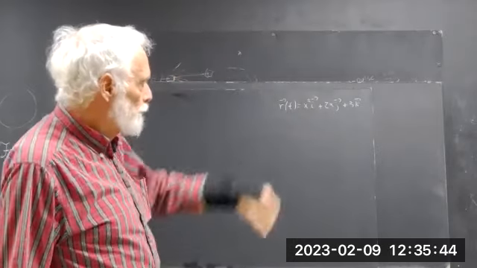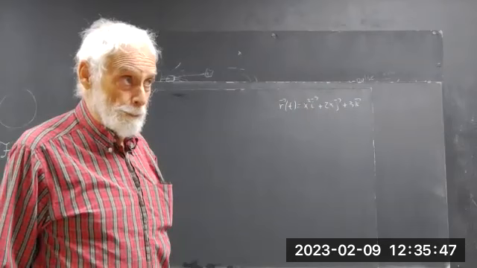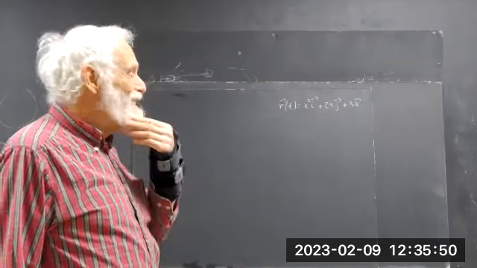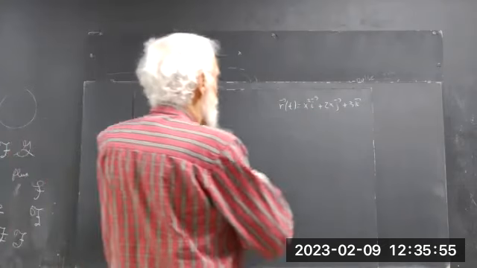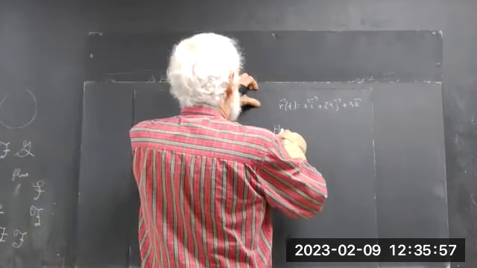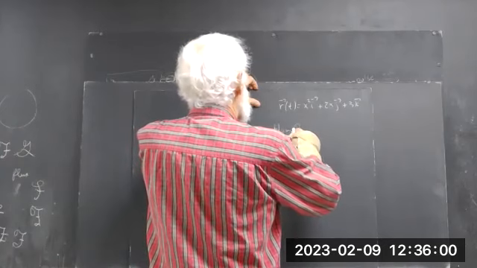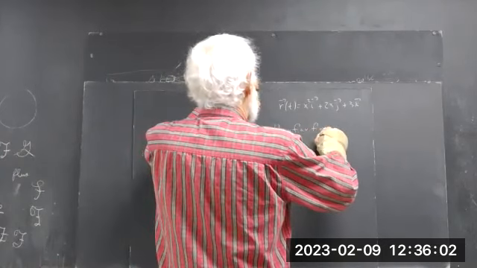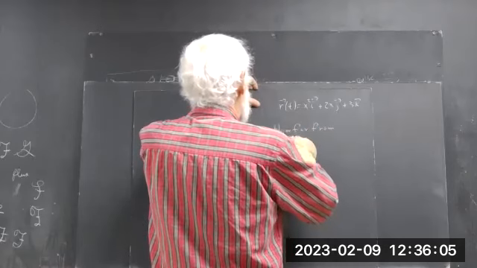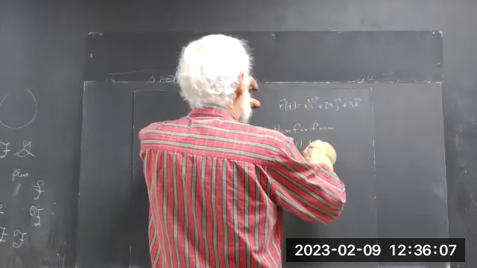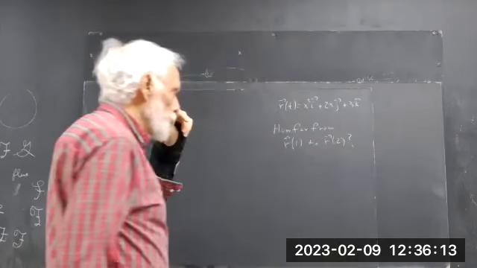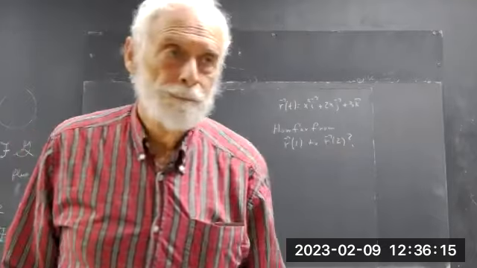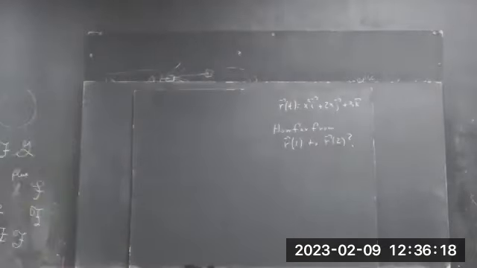Okay, x squared i plus 2x j plus 3k. And first I ask, how far is it from R1 to R2? Give me a minute to work that out.